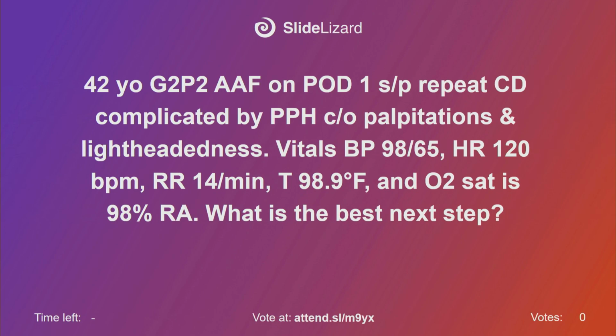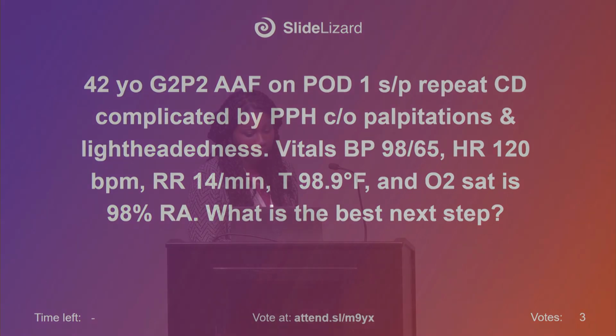So the first case we have here is a 42-year-old G2, P2, African-American female, post-op day 1 from a repeat C-section, complicated by postpartum hemorrhage. She now has complaints of lightheadedness and palpitations. Her vital signs are there. Her blood pressure is 98/65, heart rate is elevated at 120, respirations 14, temperature is 98.9, and O2 sats are 98%. So what's the next best step for this patient?